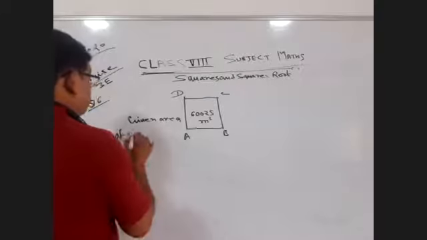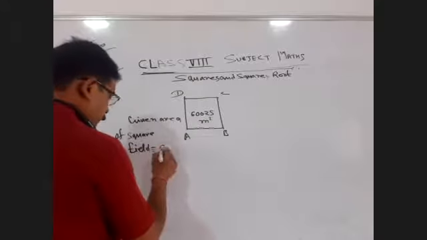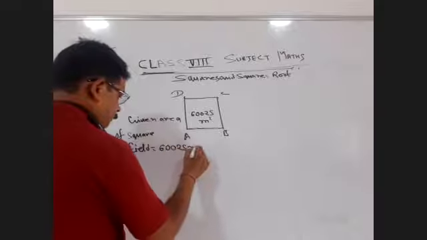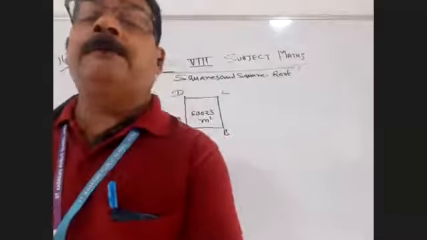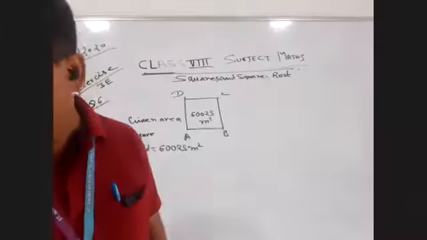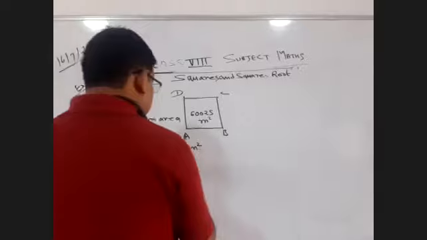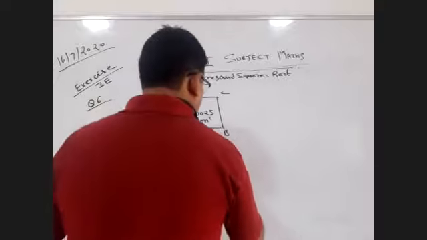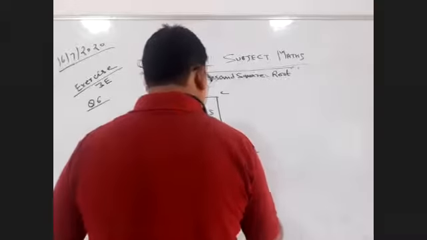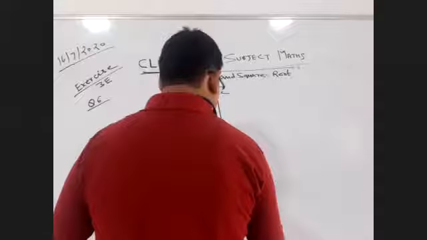Given the area of the square field is equal to 60025 meters square. Side of the square is equal to the square root of the area. That means the square root of 60025.